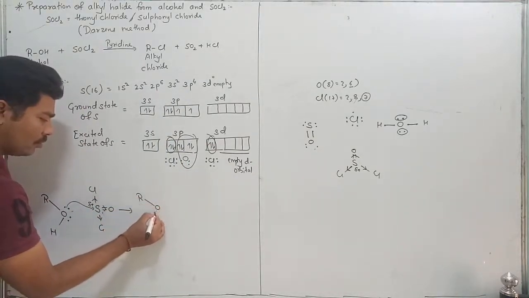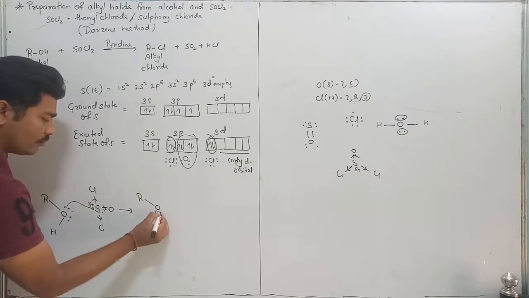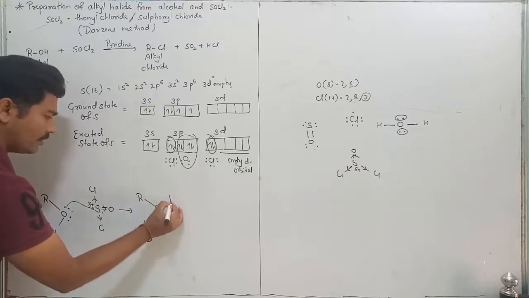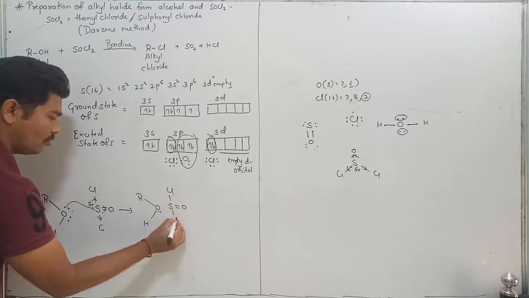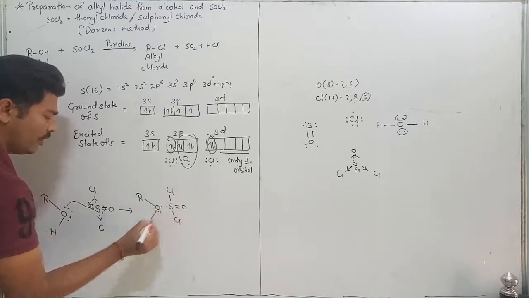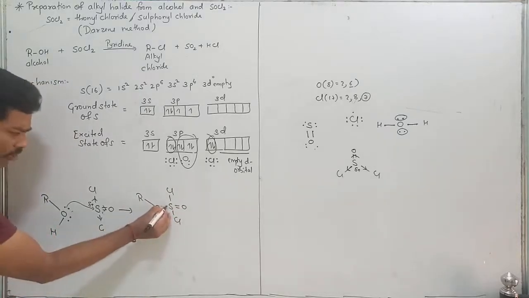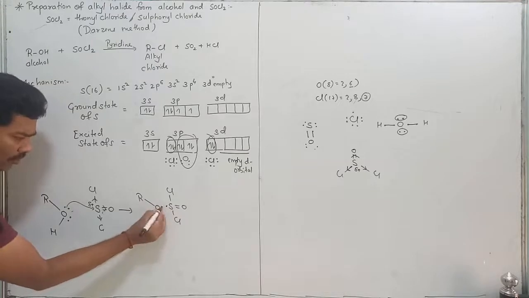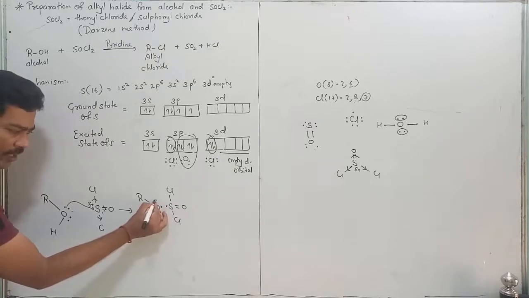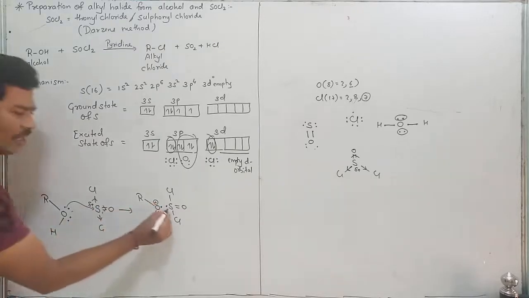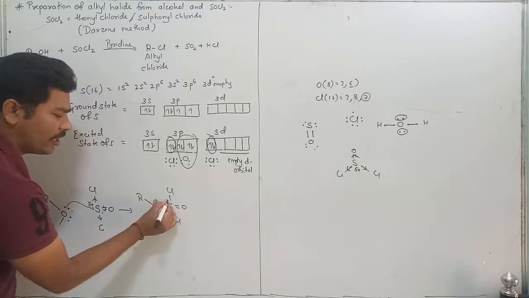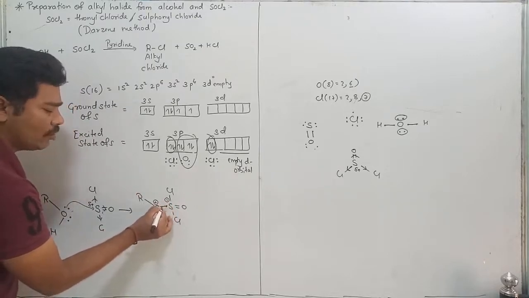R O H, S Cl, double bond O Cl. Oxygen donated this electron. How many electrons are donated? If you see, 1 electron, because 1 electron is at oxygen also. Oxygen has donated 1 electron, so it carries a positive charge. Sulfur has accepted 1 electron, so it carries a negative charge. A single bond is prepared between them.